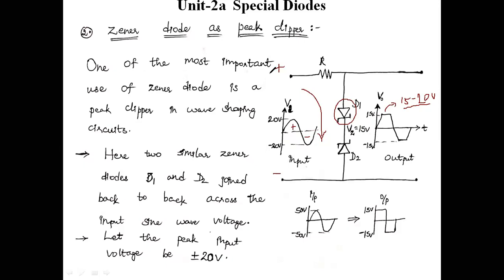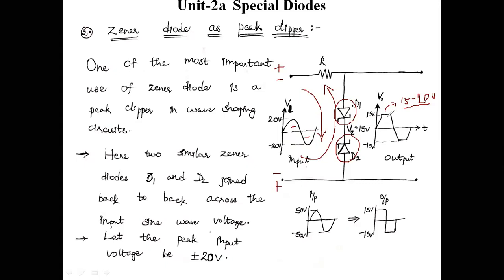Similarly, with respect to the negative half cycle, negative and negative will become positive. Then this terminal will become positive and this terminal will become negative. Then the current flow takes place in this direction. Diode D2 is forward biased and D1 is in reverse bias condition. Therefore, conduction takes place in this direction, and the cutting off of the waveform takes place from 15 volts to 20 volts. Like that, this waveform is approximately like a square waveform.